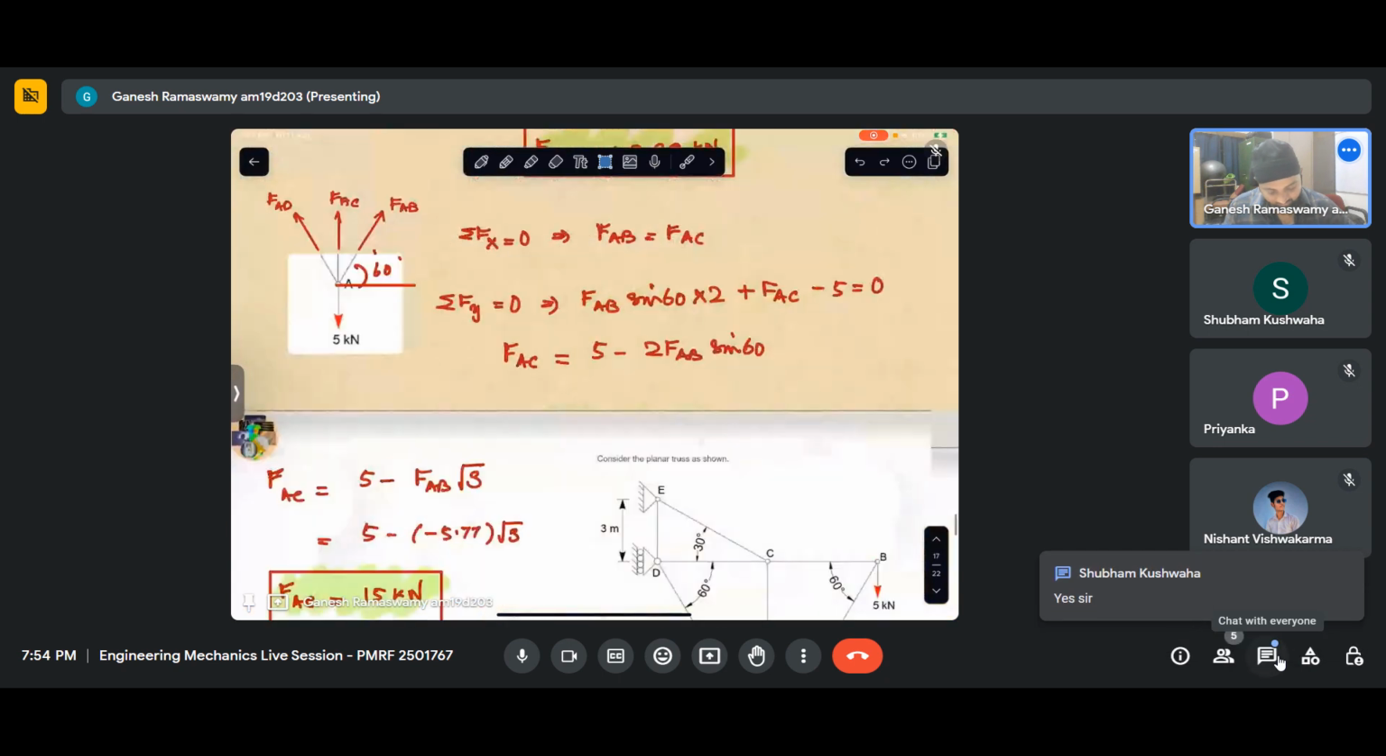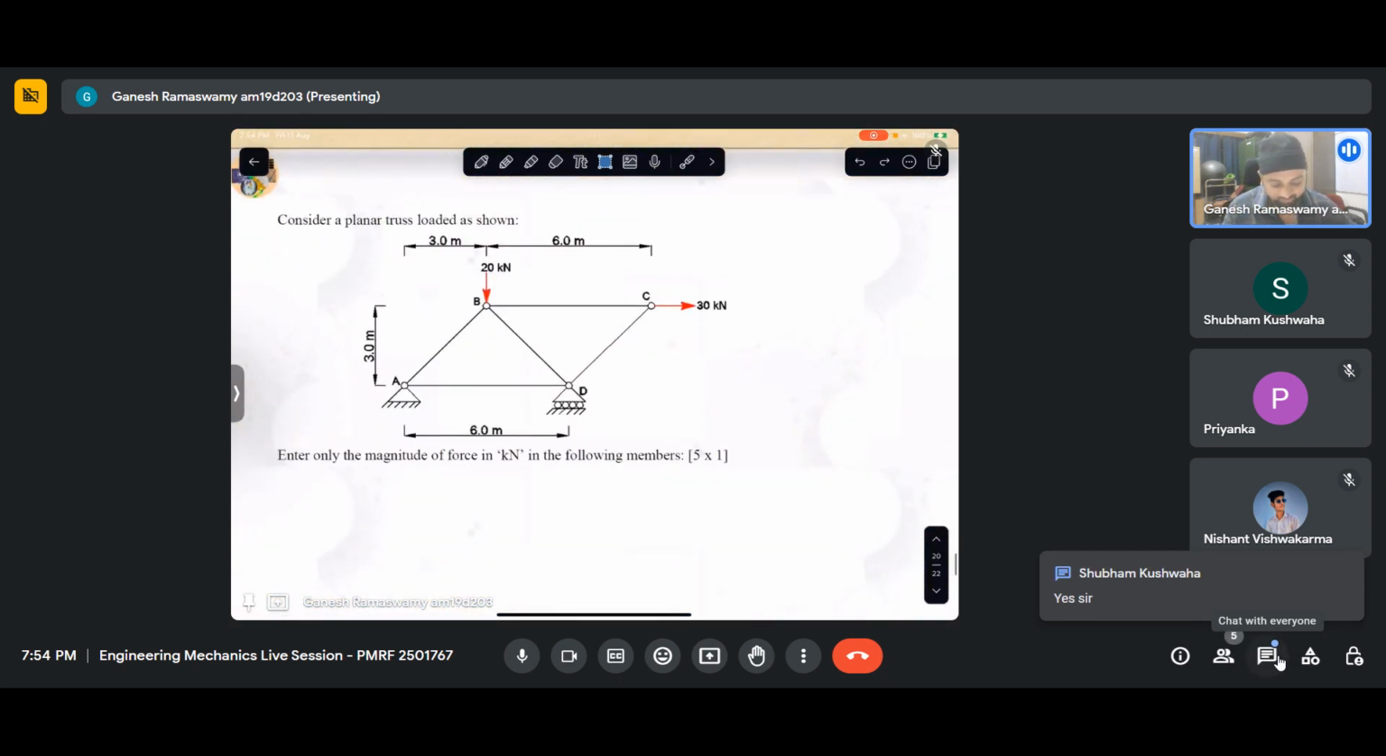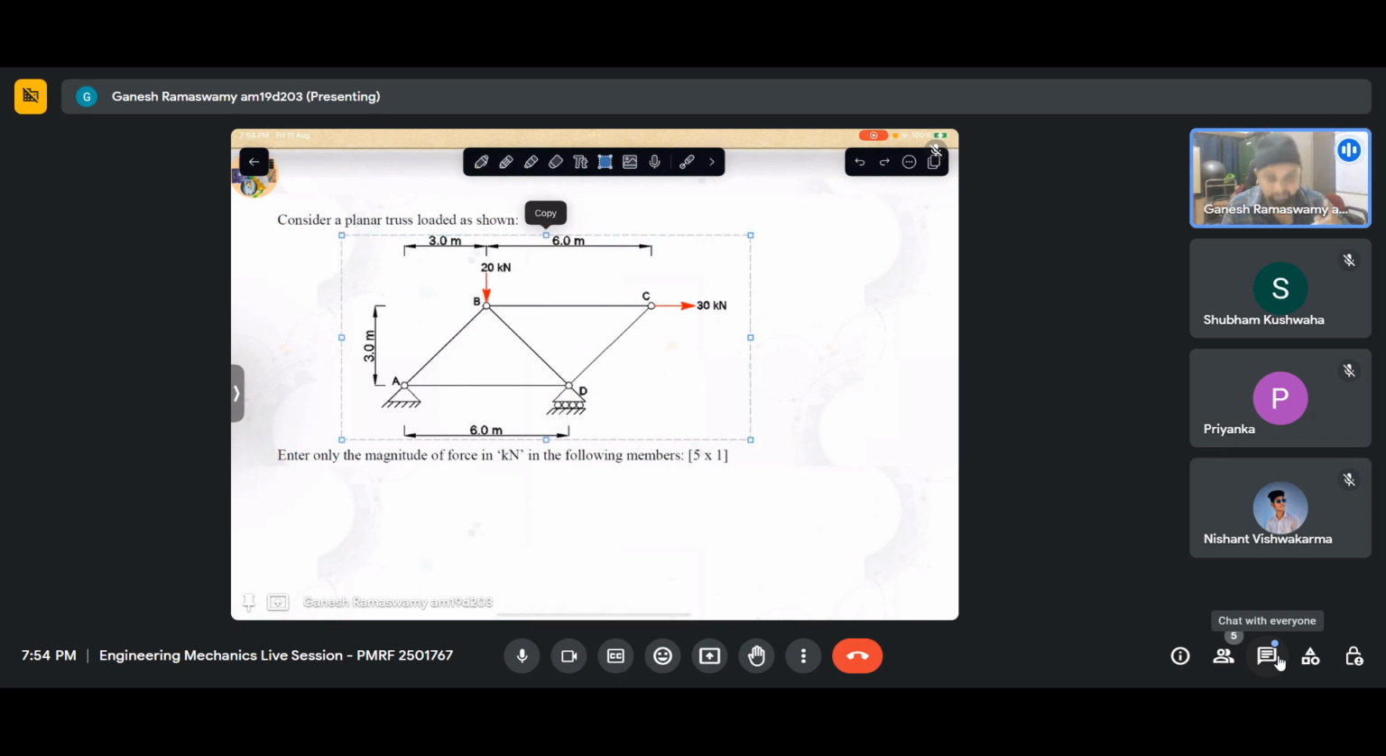All right, so let us quickly take a look at this question. I won't solve it fully, but let us just analyze it with whatever tools that we have developed so far, the understanding. Let us see what will happen. Consider the planar truss shown. Enter the magnitude for each and every member, the magnitude of force that we need to report. And it is the magnitude that we need to report. Please keep a note of that.